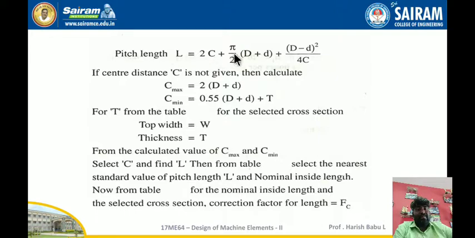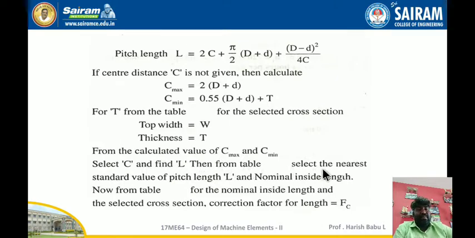L = 2C + (π/2)(D + d) + (D − d)² / 4C. If the center distance is not given, you can assume C maximum as 2(D + d) and C minimum as 0.5(D + d) + T. From the table, for the selected cross section, you can find the top width W and thickness T. From the calculated C maximum and C minimum, select C and find L.